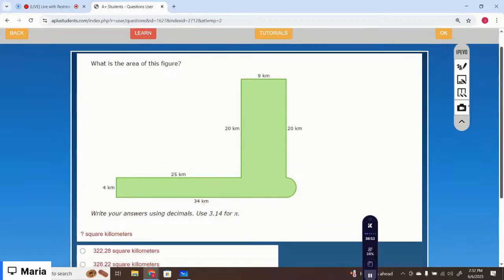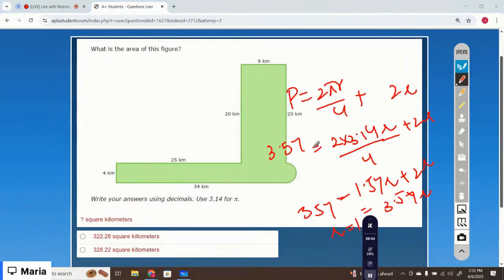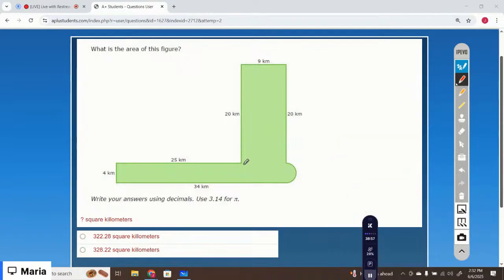What is the area of the figure? So let's just divide the figure into smaller figures, calculate the area of the smaller figures, and then we need to add them. So we have three shapes. Calculate the areas and then add them. So area of this rectangle is length times width. 25 times 4, that is 100. And the area of this one is 20 times 9, that is 180.